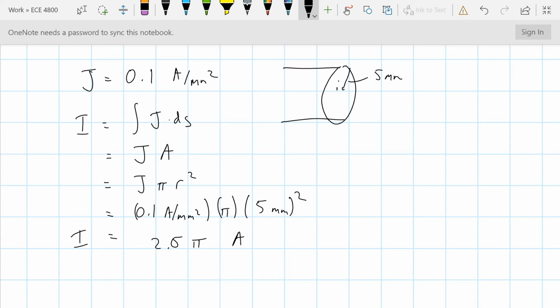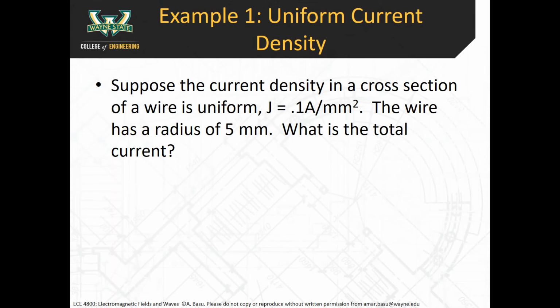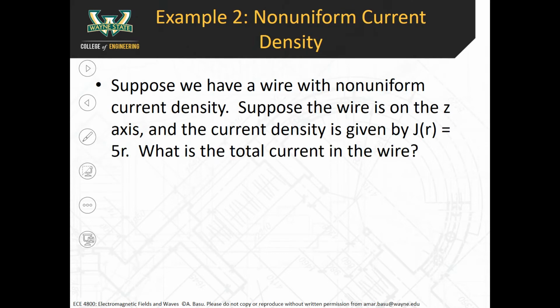All right, so that was just a quick problem just to get us started here. Now, suppose we have a wire with non-uniform current density. Suppose the wire is on the z-axis and the current density is given by J of R equals 5R. What is the total current in the wire?